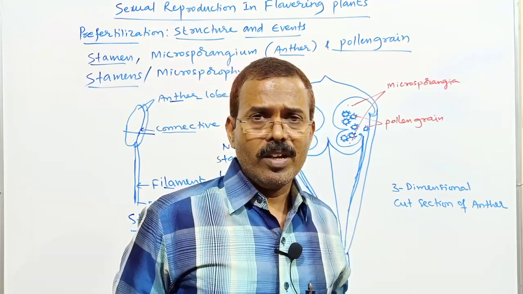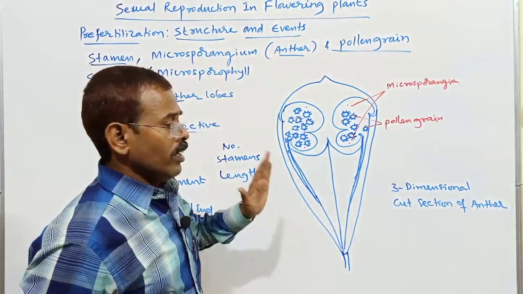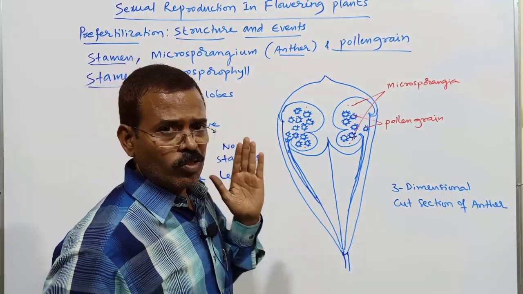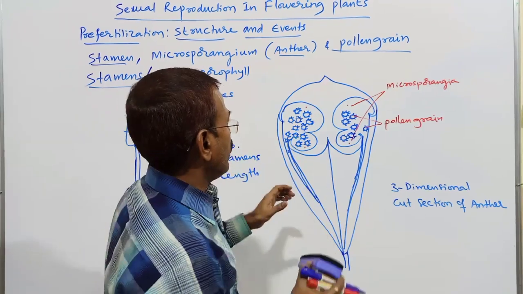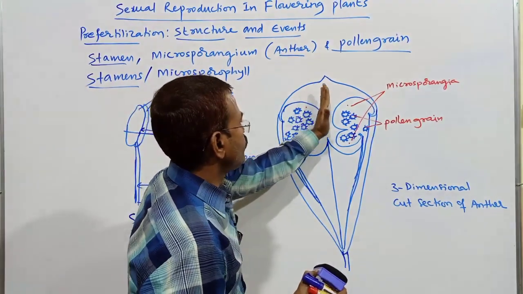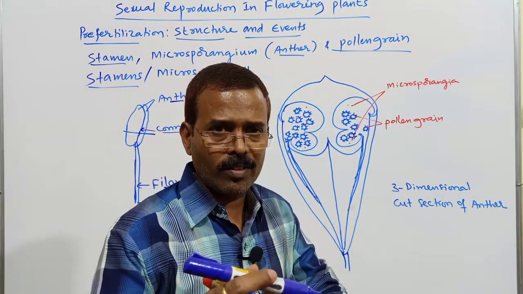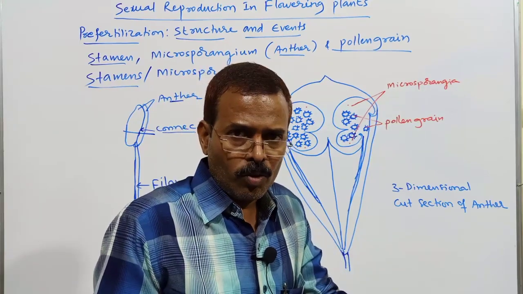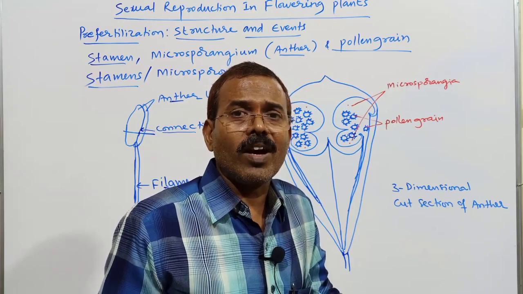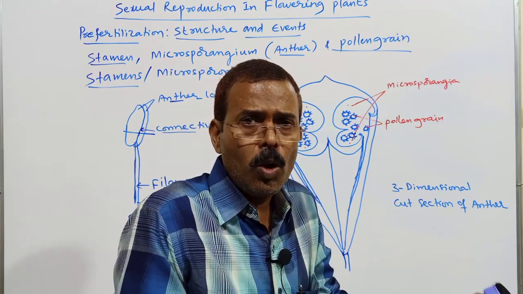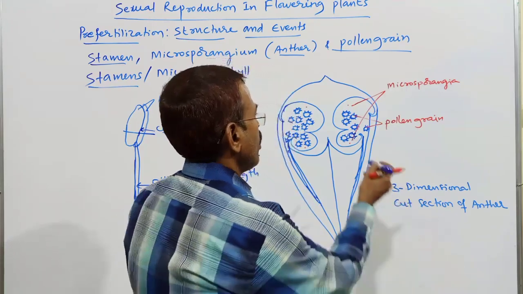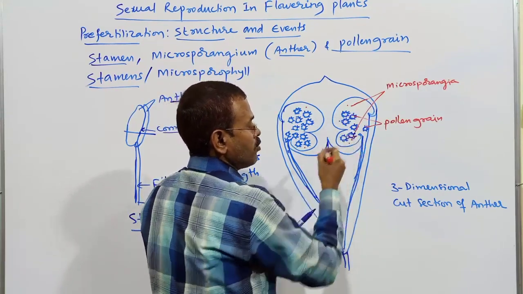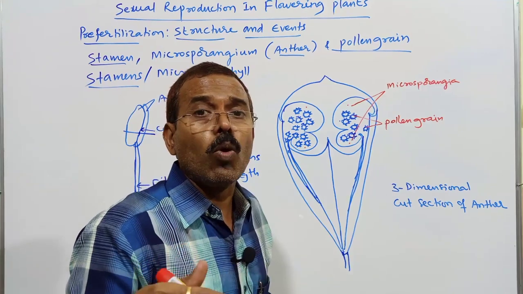length of the stamen. So each anther has 2 lobes. That's why it is called dithecous. And in one anther lobe, there further develop and form pollen sacs. So microsporangia can further develop into pollen sacs. These are referred to as pollen sacs. They are also called pollen chambers.